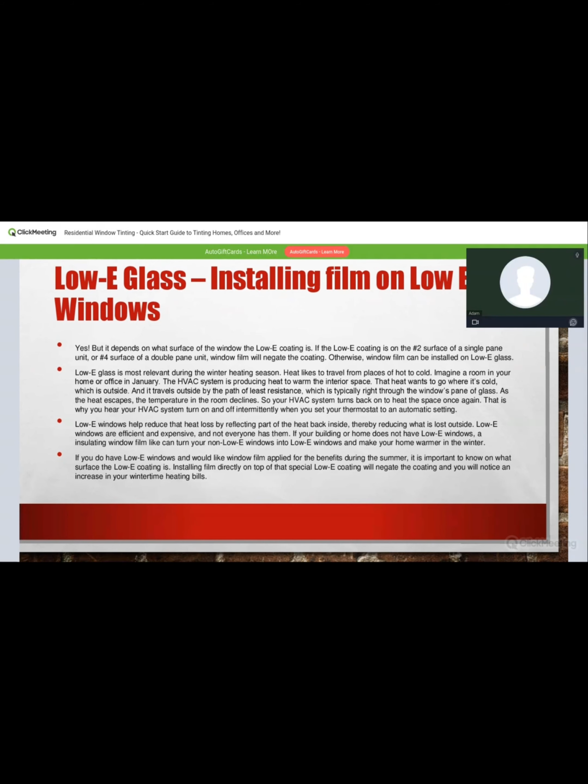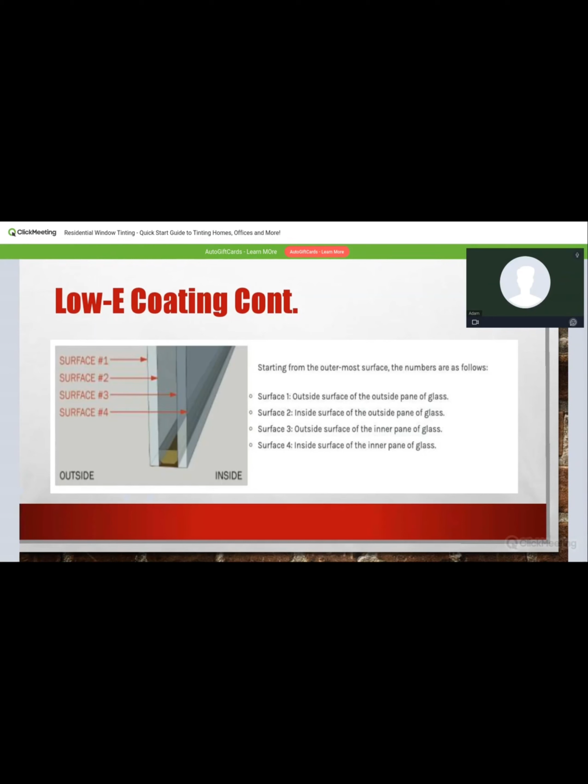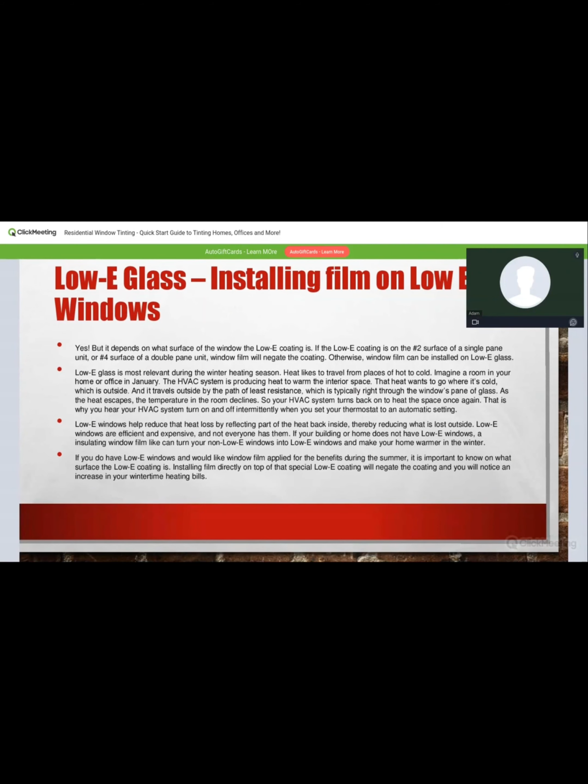Now, if I have low E coating, can I put film onto those windows? Big thing is yes, but it depends on what surface the low E coating is on. If the low E coating is on the number 2 surface of a single pane unit or the number 4 surface of a double pane unit, window film will negate the coating. So if the coating is here or here, and I put window film over top of it, it will actually negate the coating. We talk a little bit more in our course about why that actually happens, but that's just to know what's going on.